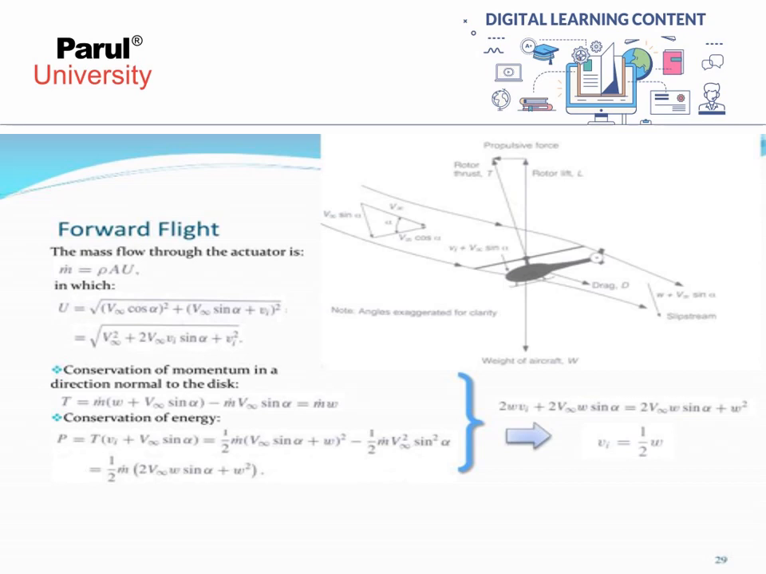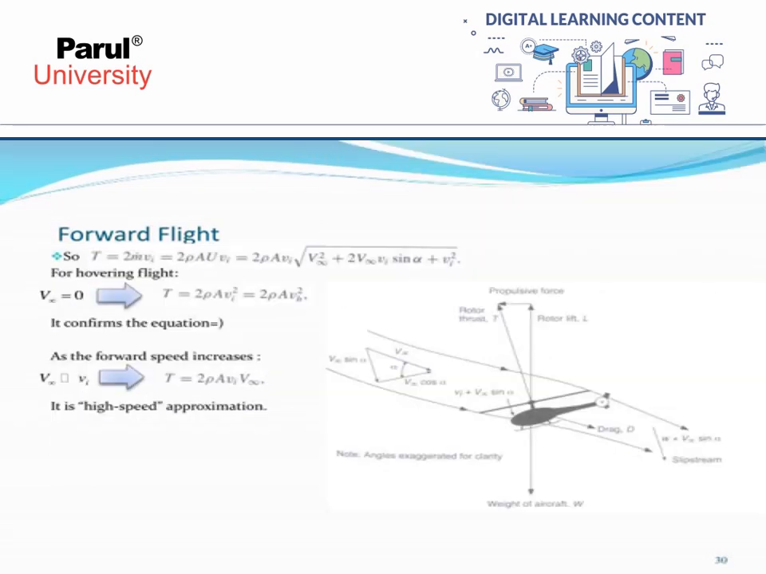Now we can go for the next. Forward flight: T is equal to 2 mass flow rate into Vi, 2 rho A U into Vi, equal to 2 rho A Vi square root of V infinity square plus 2 V infinity Vi sin alpha plus Vi square. For hover, V infinity is equal to 0, T is equal to 2 rho A Vi square, 2 rho A Vh square. It confirms the equations. As the forward speed increases, V infinity is much greater than Vi, and T is equal to 2 rho A Vi into V infinity. It is the high speed approximation. Right? These are the features of forward flight. I think it is understood. This is the figure also, the same as the previous figure.